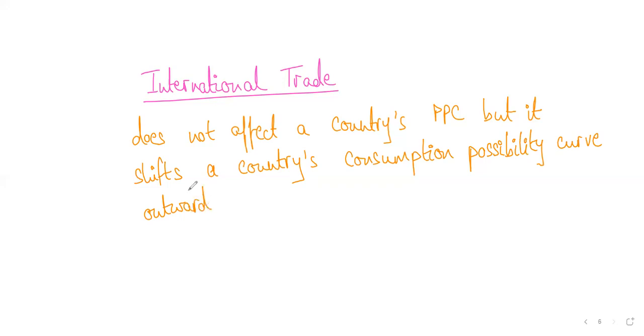Now, you would be asking that your consumption should be directly equal to your production, but sometimes that is not the case, and that is when you are engaging in international trade. Let me repeat this line. I said international trade does not affect a country's production possibility curve, but it will shift a country's consumption possibility curve outward. So if a country is producing the same as it was, so PPC is not shifting, then how come the consumption possibility curve is shifting outwards?